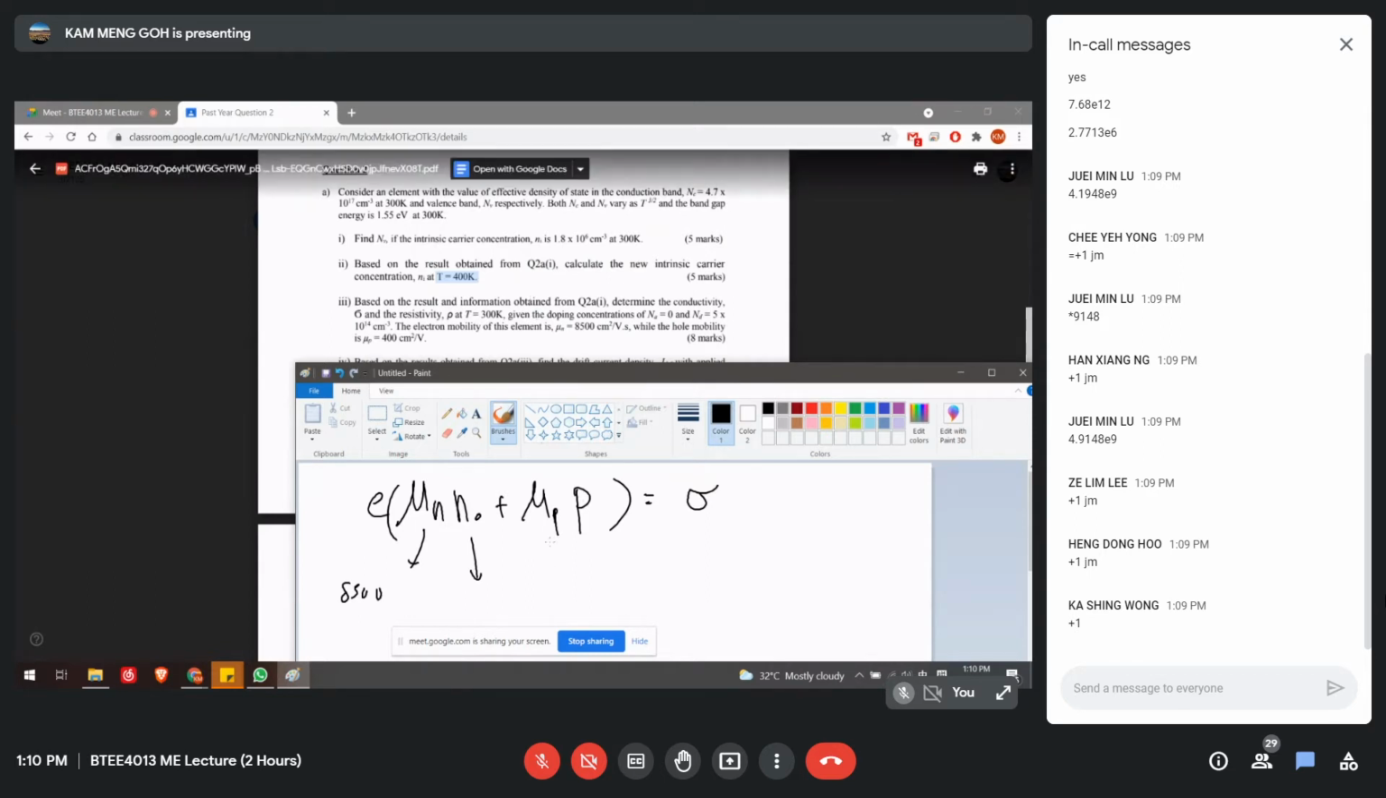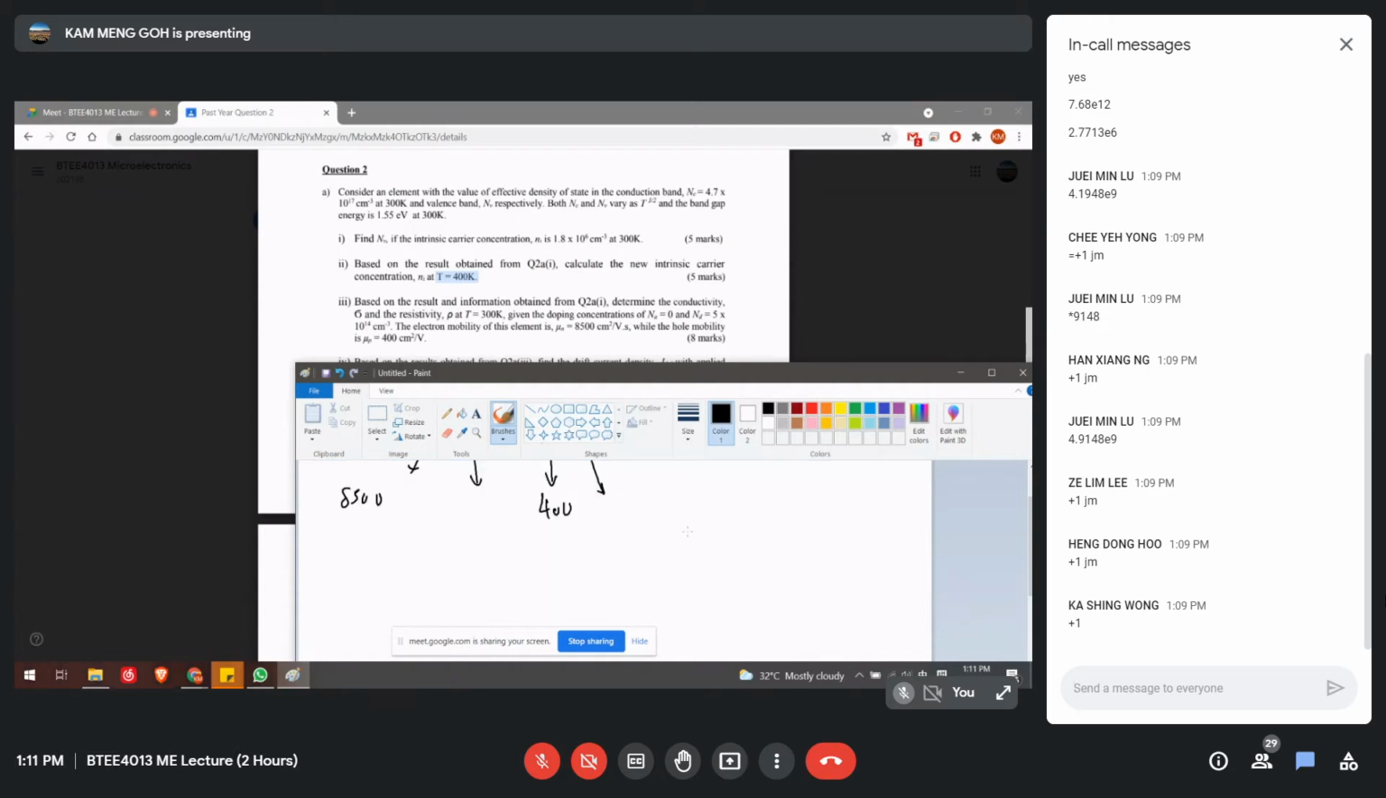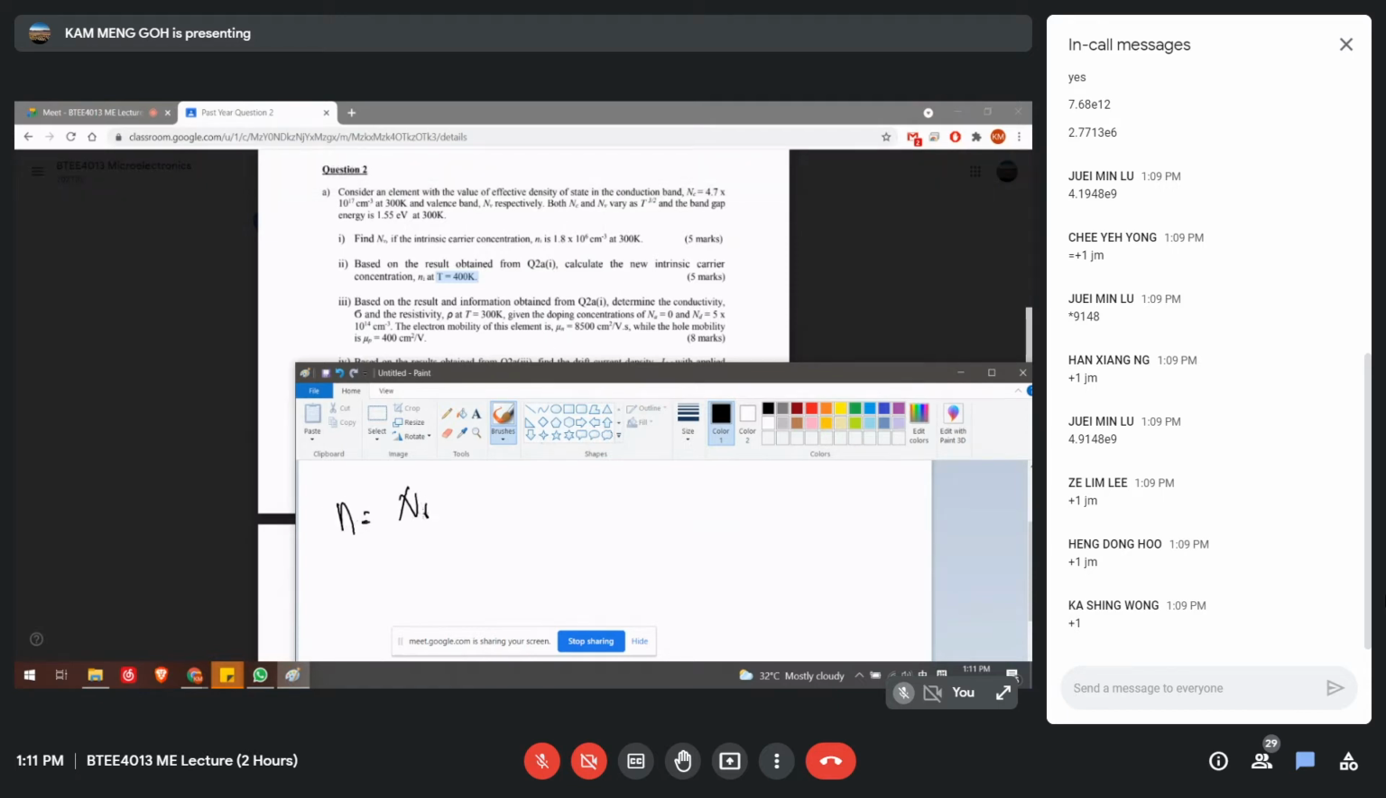Okay, mu p is also given, 400. Then p. Okay, what's the p? Let's see how we're going to do this. Given the ND and NA here, you need to calculate the n: ND minus NA divided by 2, plus square root of (ND minus NA divided by 2) squared plus NI squared.